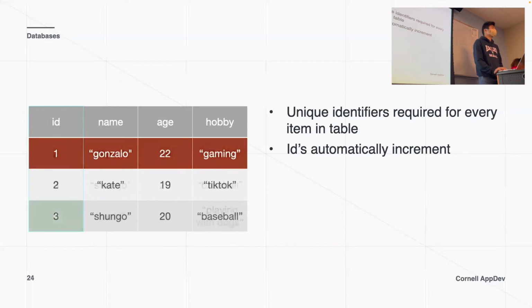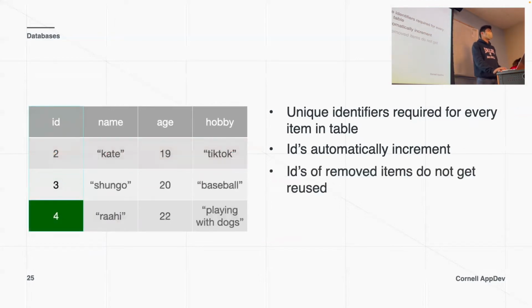Cool. So let's think about deleting one of these entries in the table. Let's say we delete the entry with Gonzalo and we want to add another entry with Rahi in it. This is what the change is going to look like. We have 1, 2, 3: Gonzalo, Kate, and me. Once we delete and make that change, Rahi will now have a new ID of 4. This is the same thing we discussed last time. We don't want to be reusing IDs. Just because Gonzalo's ID 1 is gone, it doesn't mean that we want to reuse ID 1.